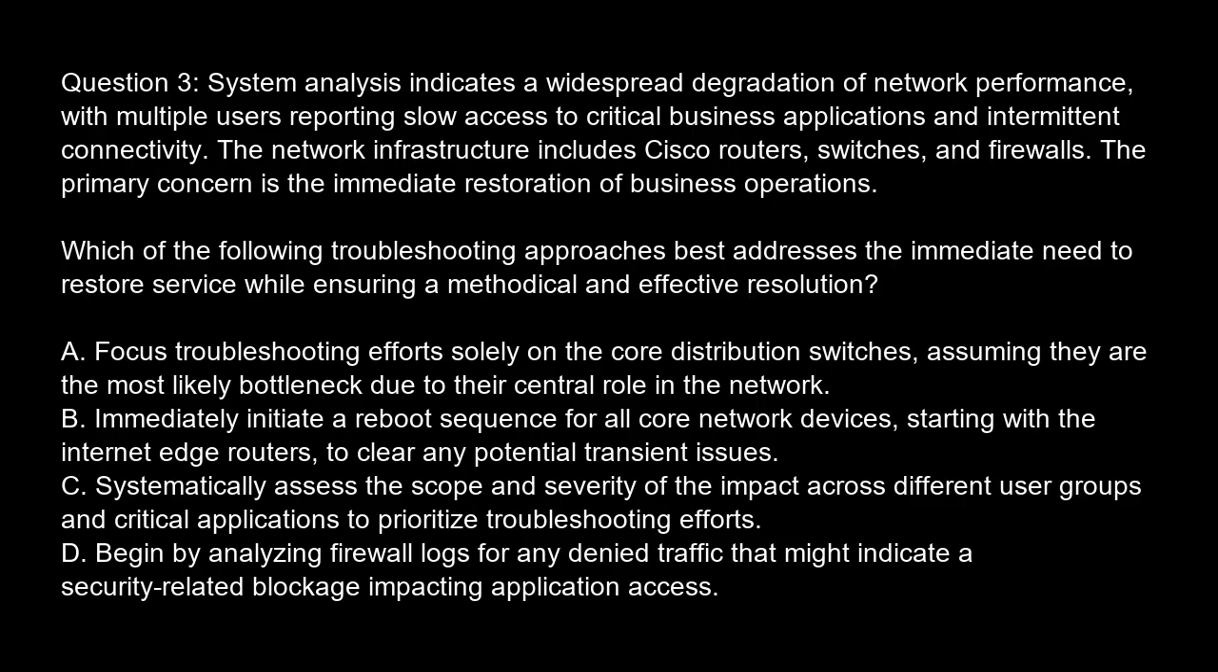Question 3. System analysis indicates a widespread degradation of network performance, with multiple users reporting slow access to critical business applications and intermittent connectivity. The network infrastructure includes Cisco routers, switches, and firewalls. The primary concern is the immediate restoration of business operations. Which of the following troubleshooting approaches best addresses the immediate need to restore service while ensuring a methodical and effective resolution? Option A. Focus troubleshooting efforts solely on the core distribution switches, assuming they are the most likely bottleneck due to their central role in the network.